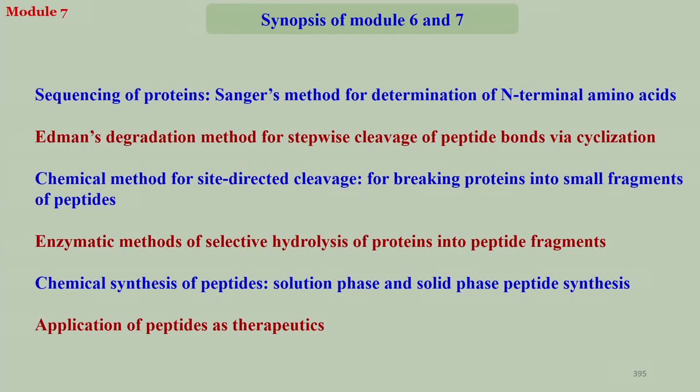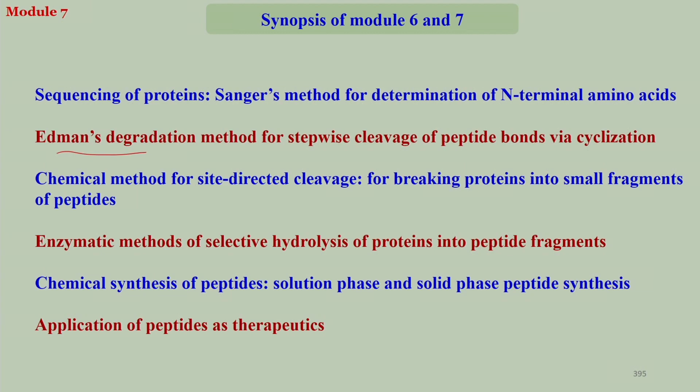So, with this I will conclude the synopsis of modules 6 and 7. Module 6 I have not shown the summary. So, in these two modules combined, we have seen how the sequencing of proteins can be done using Sanger's method as well as using the Edman degradation method. And out of this, the Edman degradation method was used for stepwise cleavage of peptide bonds. So, it is the key method that is used for protein sequencing.